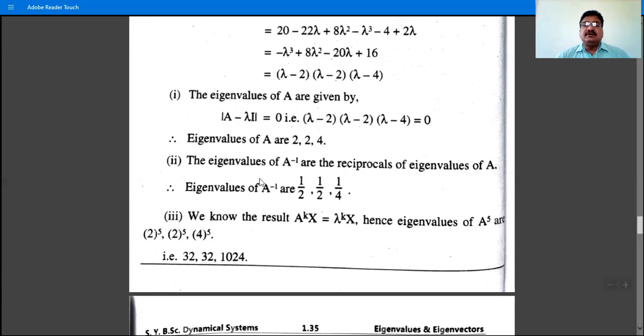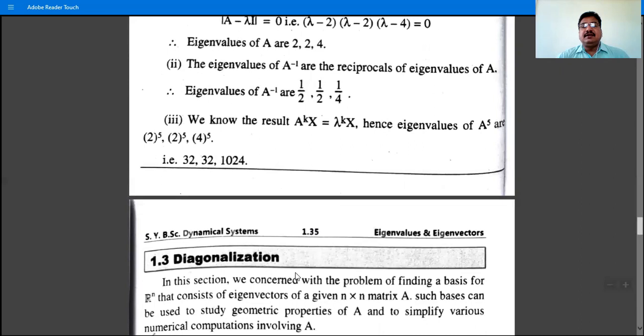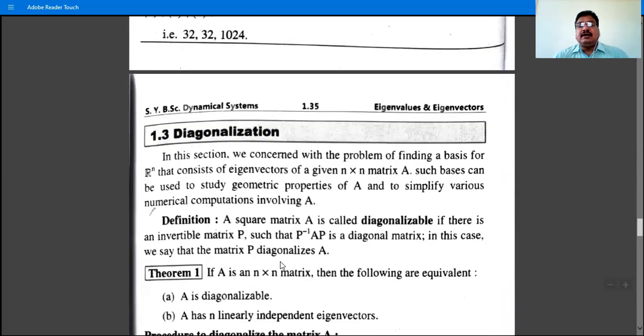So this is again MCQ type questions. The eigenvalues of A are given. Suppose eigenvalues of A are 2, 2, 4. Then what are the eigenvalues of A raised to 5? The eigenvalues of A raised to 5 are 2 raised to 5, 2 raised to 5, 4 raised to 5. That is 32, 32, 1024. Then next topic is diagonalization.